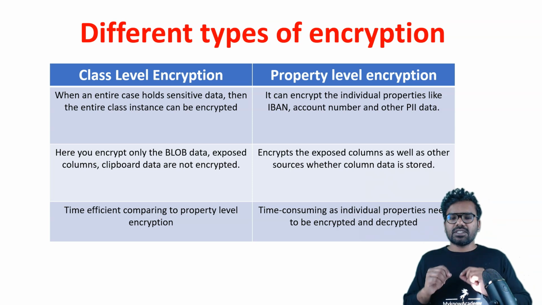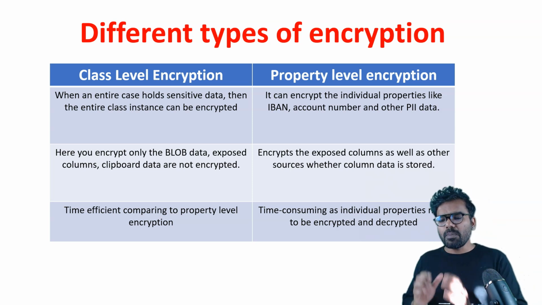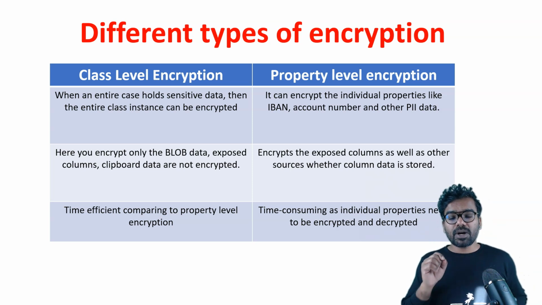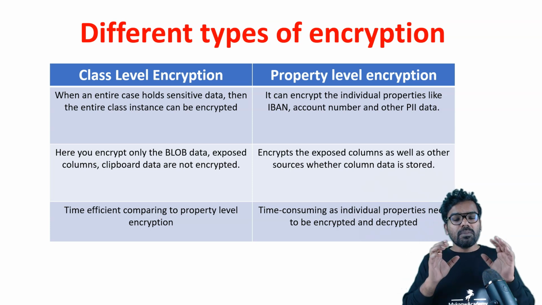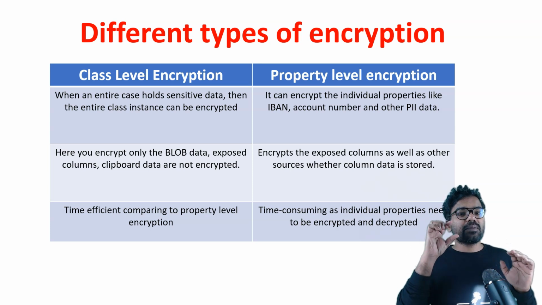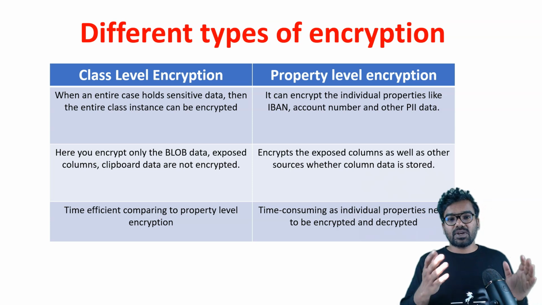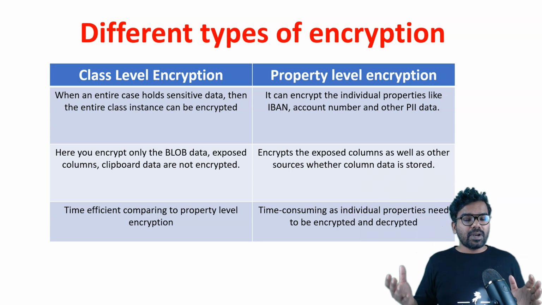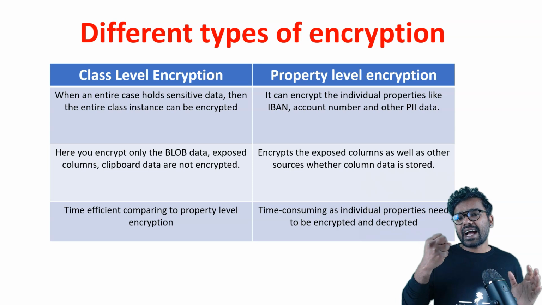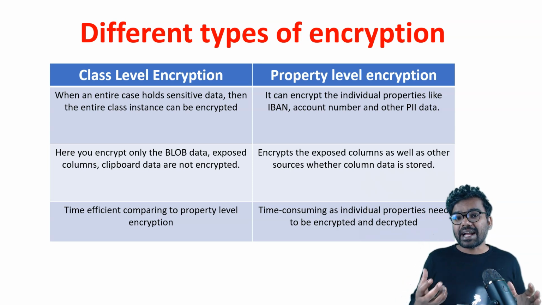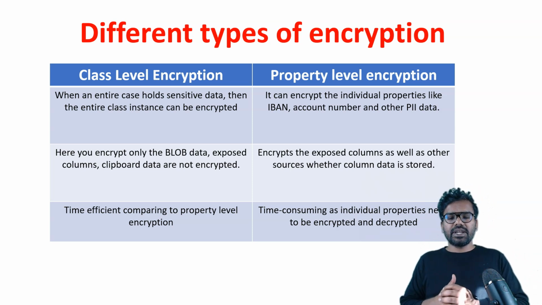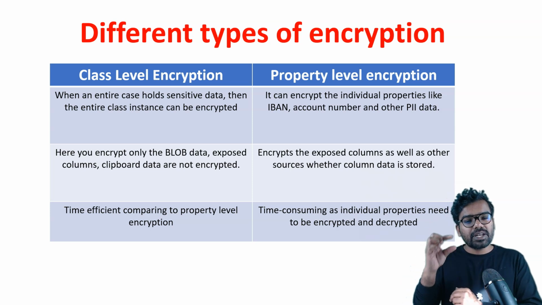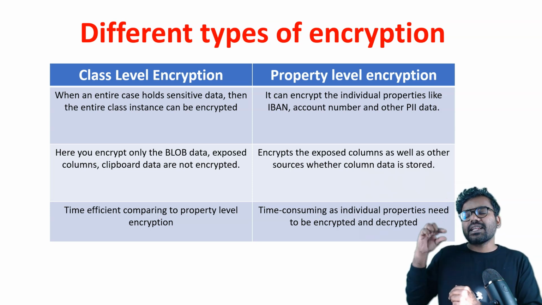But there may be other situations where you want to use property level encryption. In property level encryption, you will be encrypting only some special properties. For example, in a mortgage case, at some place you want to capture the IBAN number, the account number, or the bank number. That can be sensitive data, and it can be only a single property. So you can implement property level encryption.